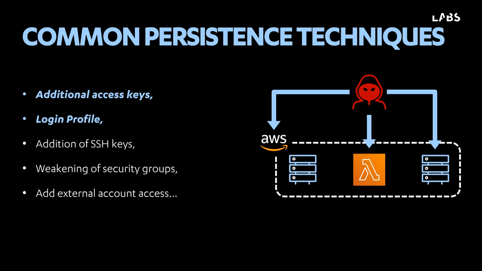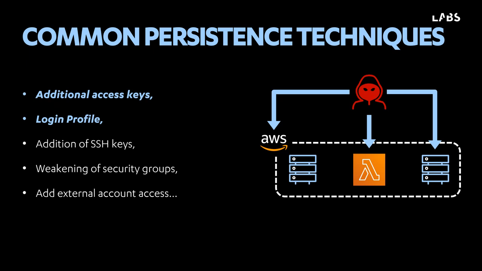And when we say login profile in the context of AWS, what we mean is the username and password that will allow someone to log into an AWS web console with that IAM user. So AWS maintains separate credentials for the APIs and the web console, and those two things are what are needed for the APIs and the web console respectively.